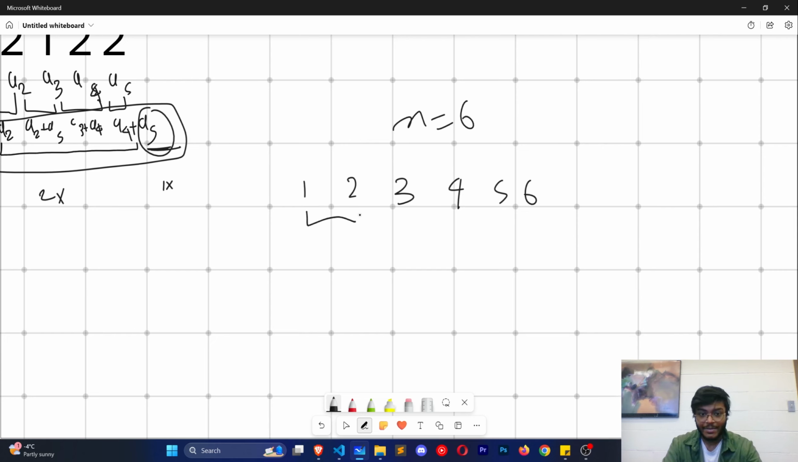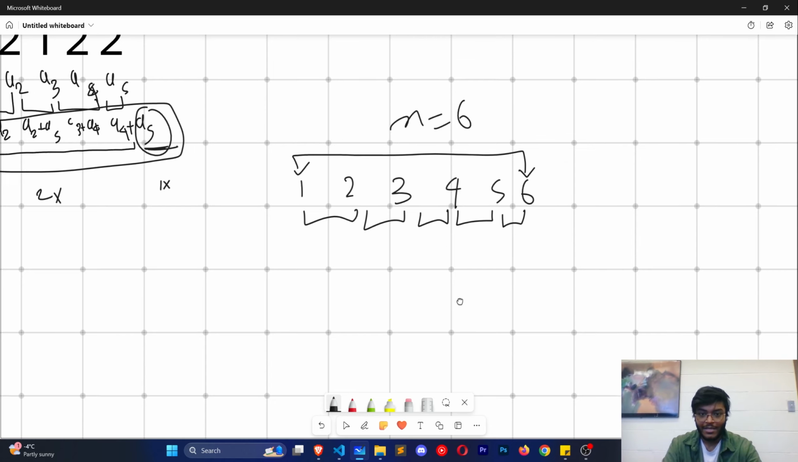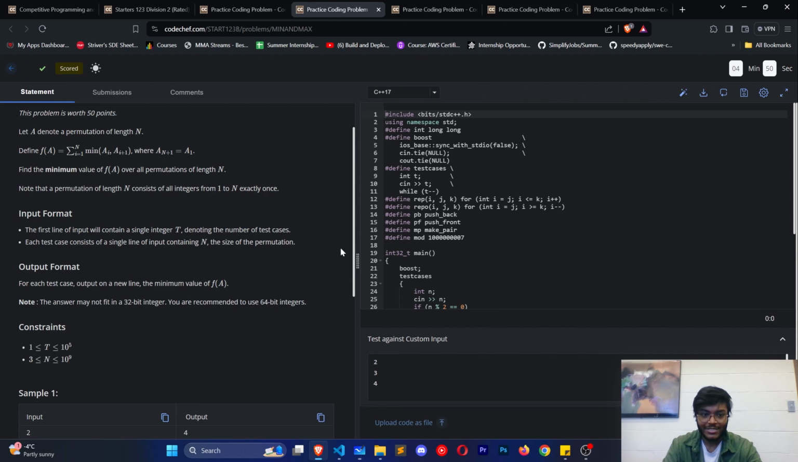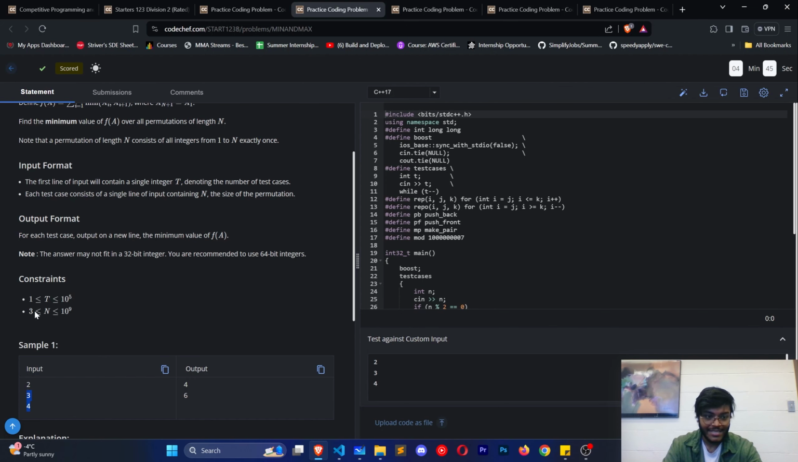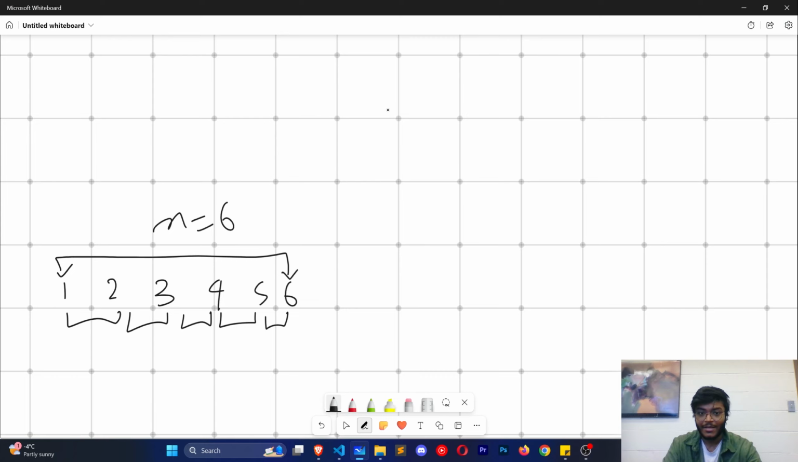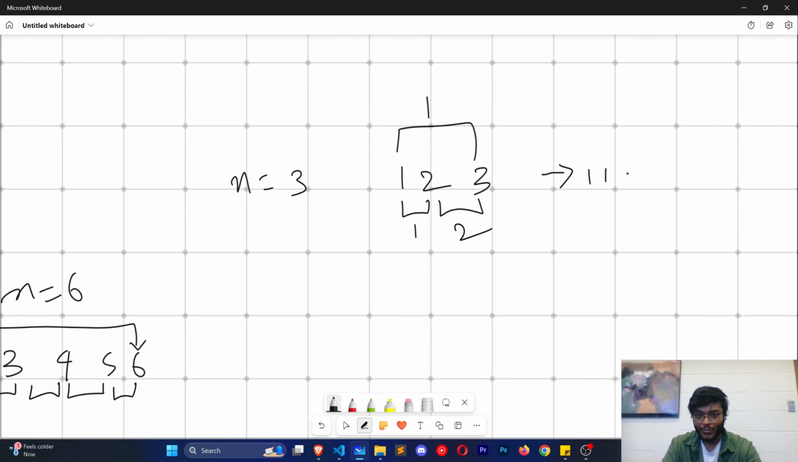So we take the minimum of these two, and then these two, and then these two, and so on, and whatever the minimum is, we just sum them up. Now let's start small. Let's not go with n equal to 6; let's take the examples n equal to 3 and n equal to 4. By the way, n is at minimum 3. So let's say n is equal to 3. We have 1 2 3. If we take the minimum of these two, it is 1, these two it is 2, and these two it is 1. So it comes to 1 1 2.